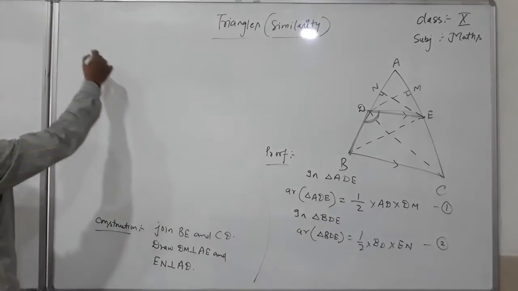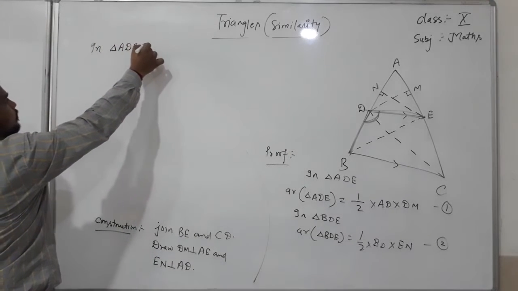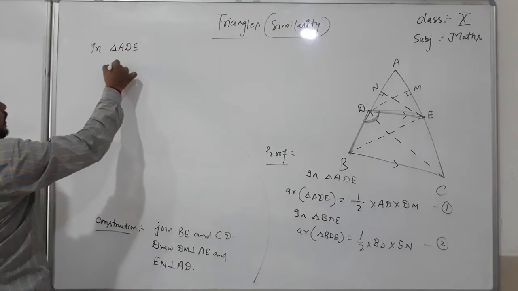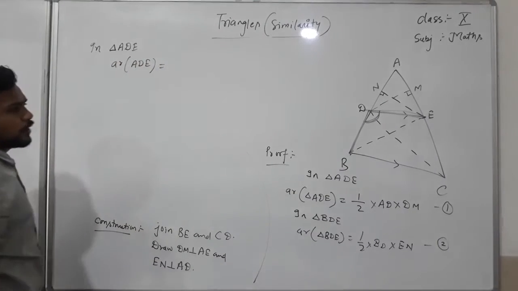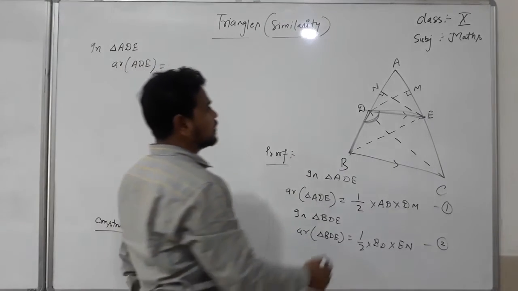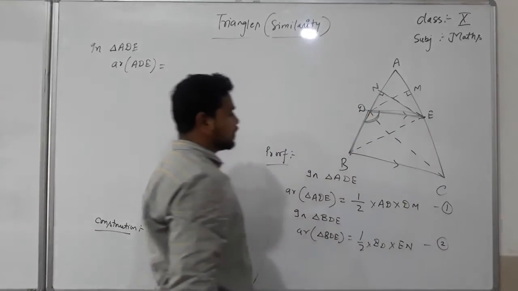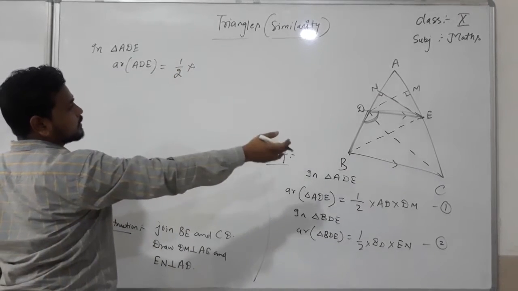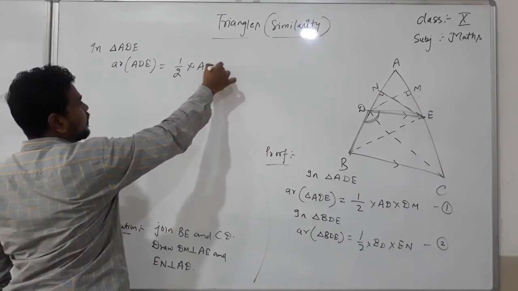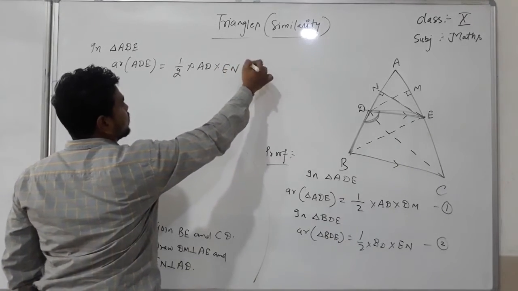Now again in triangle ADE, area of ADE, you can find it like this also: 1 upon 2 into base into height. So it will be 1 upon 2 into base. The base is AD and the height is EN. So that is the third equation.